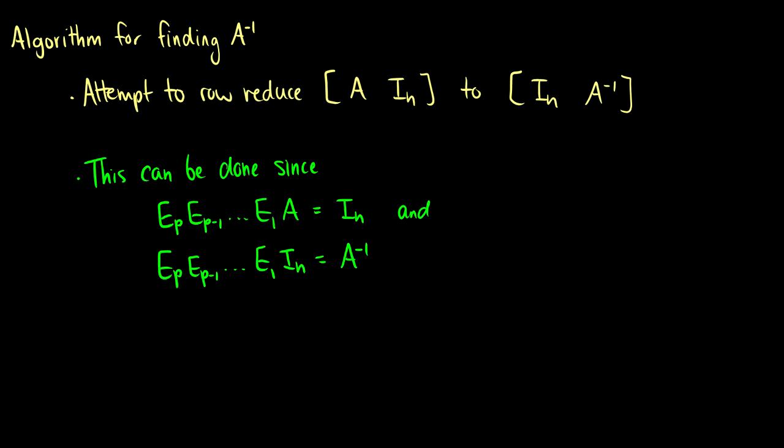So essentially, this A goes to the identity, and simultaneously, if we do the same steps on the identity matrix, we will end up with the inverse. And this is because the sequence of steps on A is the same as the sequence of steps for the identity, and it takes them to those matrices respectively.